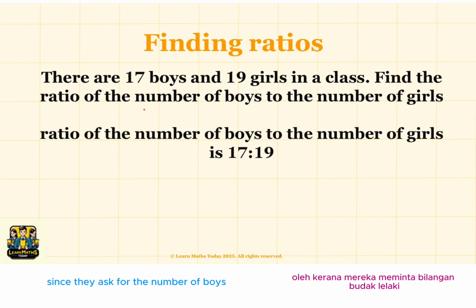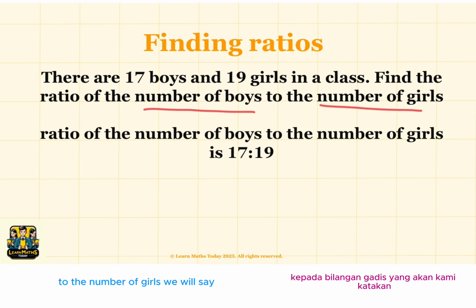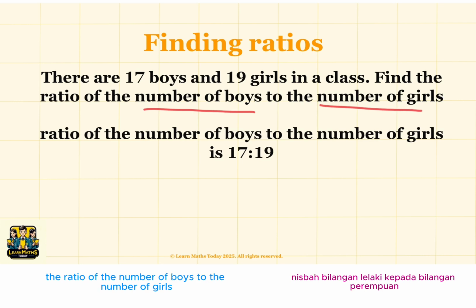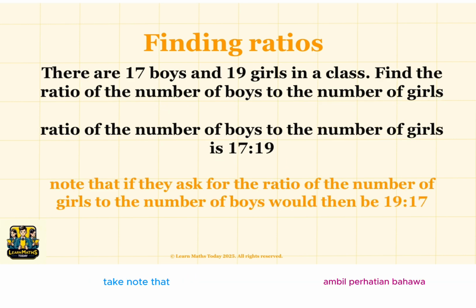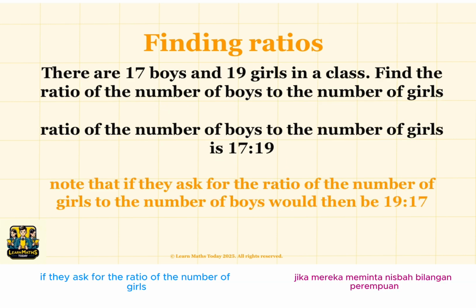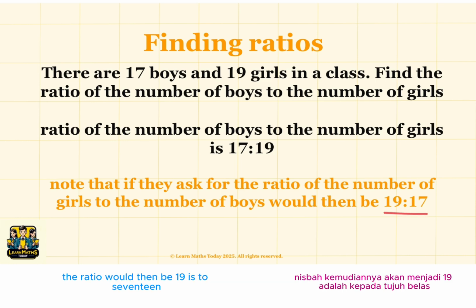Since they asked for the number of boys to the number of girls, we will say the ratio of the number of boys to the number of girls is 17:19, as given from the information in the question. Take note that if they ask for the ratio of the number of girls to the number of boys, the ratio would then be 19:17.